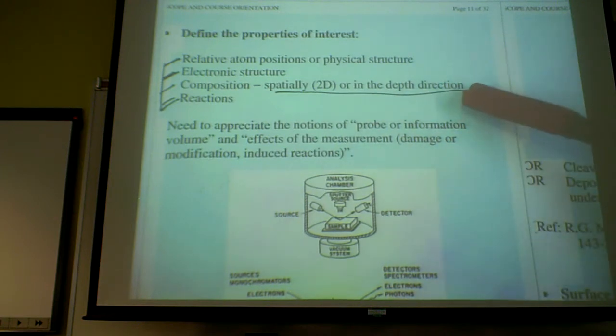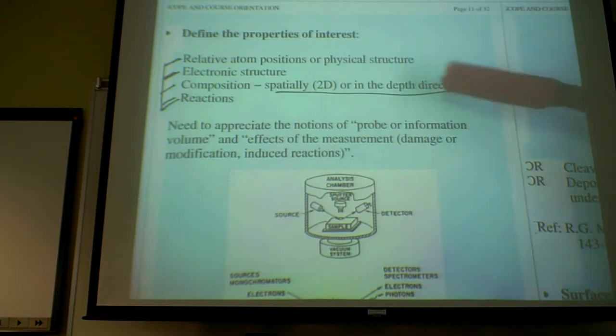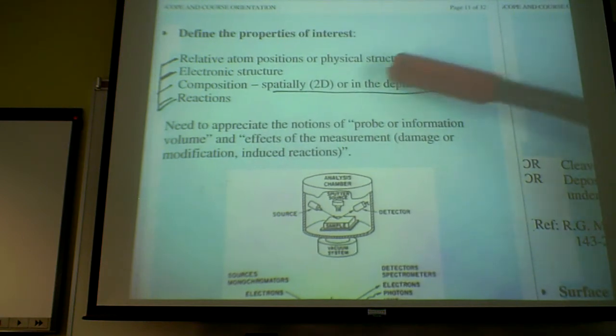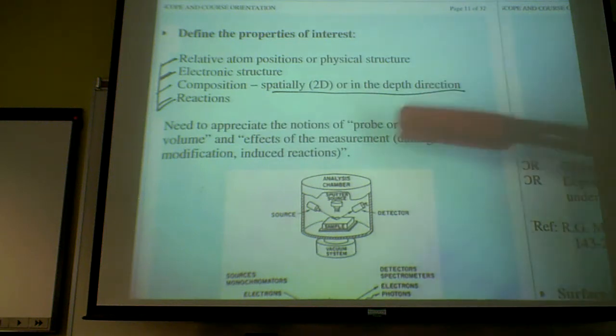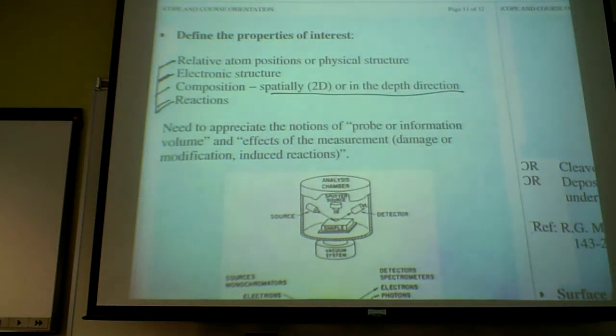Of course, what you want to do is to try to correlate this chemical information with the two other pieces of information that you have, which is the atomic position or physical structure of your surface, and then, if you could, try to correlate with the electronic structure.